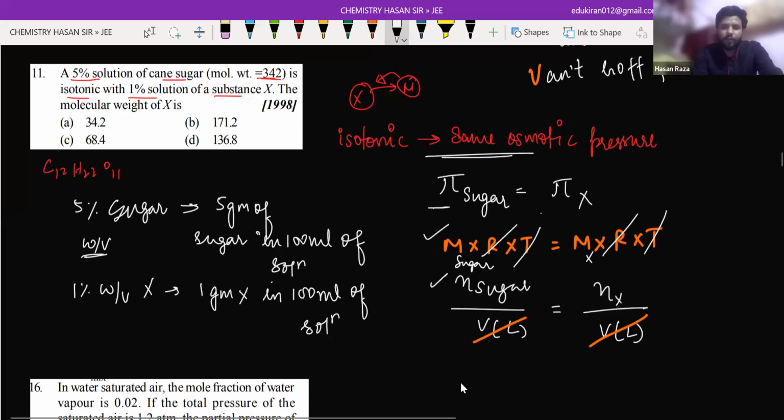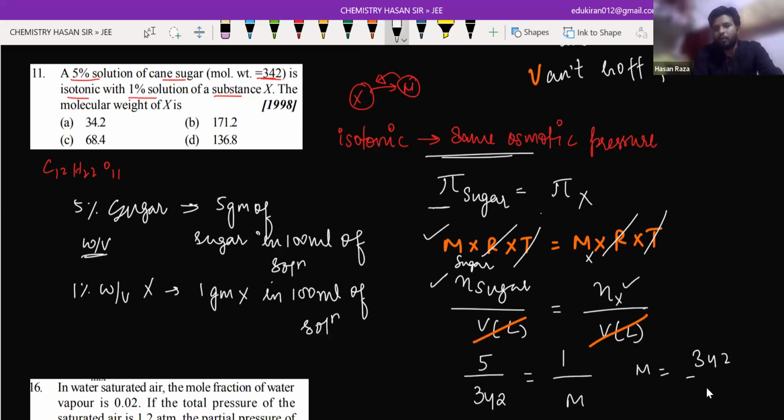Number of moles of sugar will be equal to given mass, that is 5 gram, upon molar mass, that is given 342. And here the given mass is 1 gram, and molar mass we need to calculate. So molar mass will be equal to 342 upon 5. If you solve it, you will be getting C. The main point from this question is that isotonic means same, so we can consider same osmotic pressure, or directly take same concentration term, that is molarity.